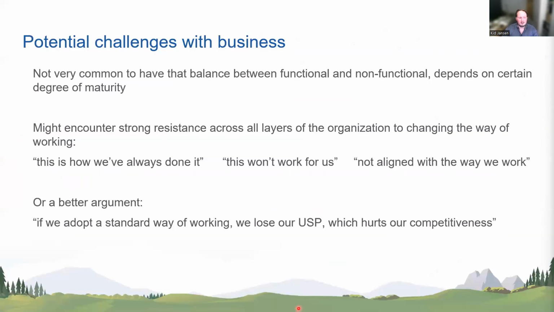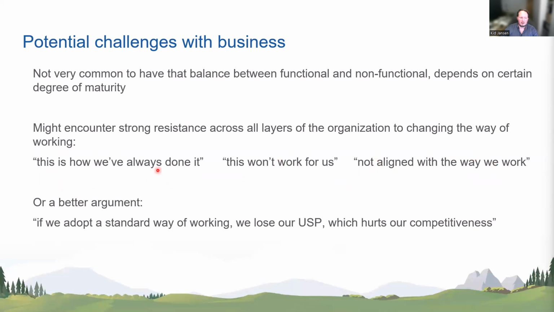So potential challenges, and Olga already named a few, is that it's quite uncommon in terms of maturity that businesses have these balanced KPIs looking both at the functional side and the non-functional side. Quite a high degree of organizational maturity, of IT maturity, of risk management, which in many organizations, in my experience, is not in place. You will get all kinds of arguments saying like, this is not how we do it. We've always done it like this. It won't work for us. It's not aligned with the way we work.